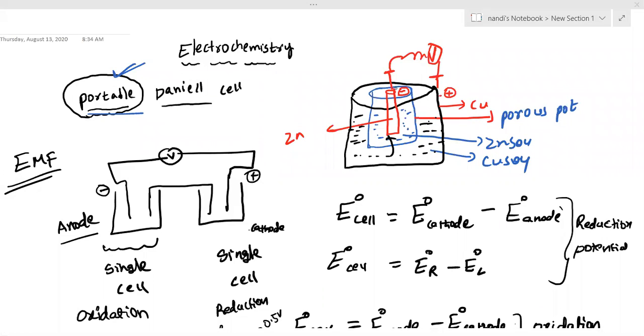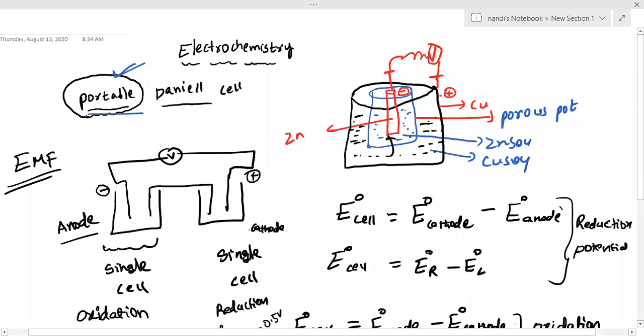This is the portable Daniel cell diagram. Okay. Here there is no salt bridge anywhere. If you want, you can draw this diagram. This is the copper vessel, the black one I gave fully. Inside it there is one more, a porous part, and the zinc rod. Zinc acts as the anode. The copper vessel acts as the cathode.